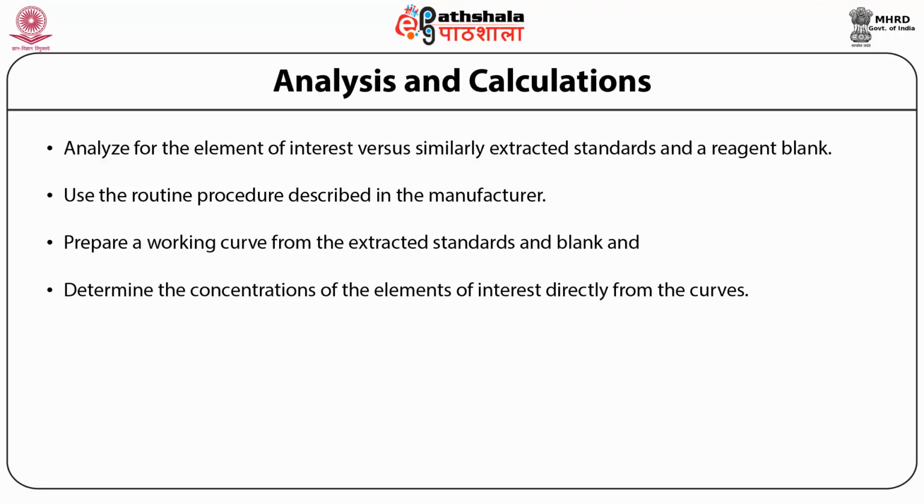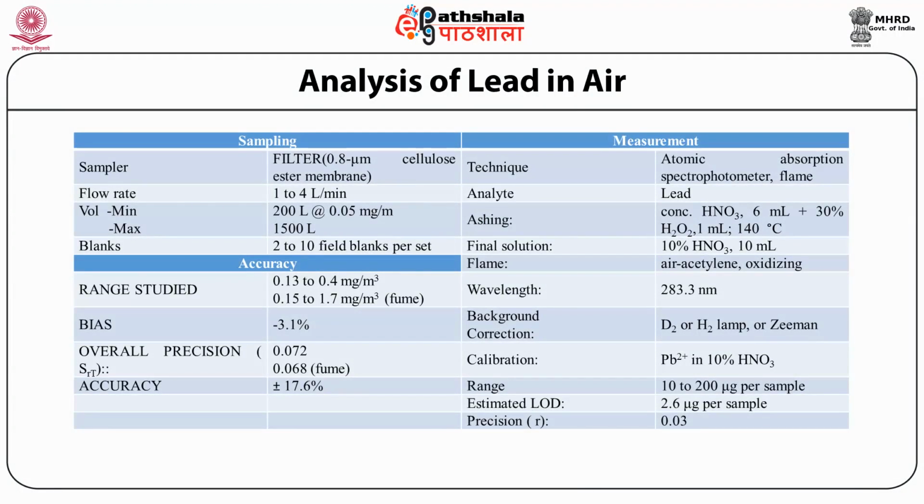The analysis of lead in air involves sampling at a certain flow rate using a cellulose membrane. The sampler uses a filter of 0.8 micrometer cellulose ester membrane and it is collected at a rate of 1 to 4 liters per minute. The minimum volume of sample required is 200 liters at the rate of 0.05 milligrams per cubic meter and the maximum is 1500 liters. 2 to 10 field blanks per set are required.